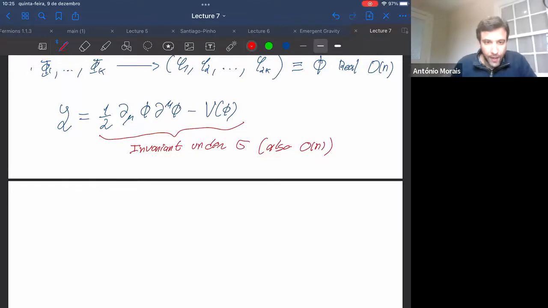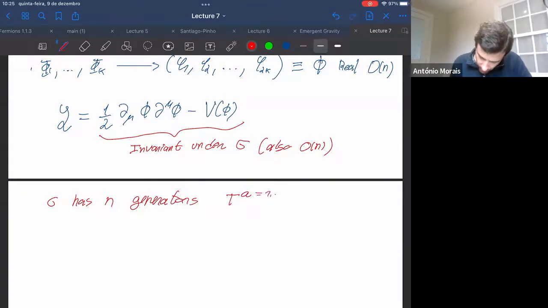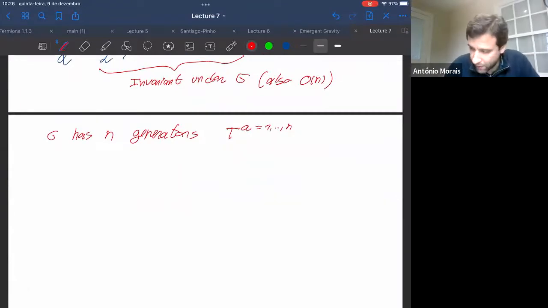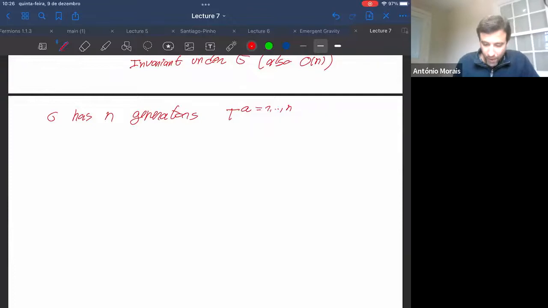So this means that G has n generators, the symmetry generators TA, with A from 1 to n. It's like in SU(2), where we have 3 Pauli matrices, so it's 1, 2, and 3. In SU(3), you have the 8 Gell-Mann matrices, so A goes from 1 to 8, and so on. SU(4) you have 15, SU(5) you have 24, and so on. Right, and now the transformation properties of the field can be written. So the infinitesimal transformation, small transformations.